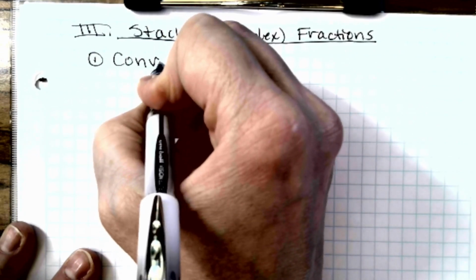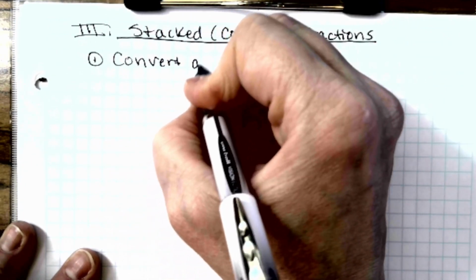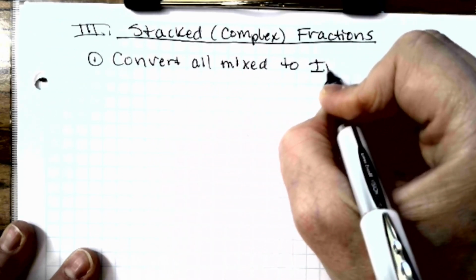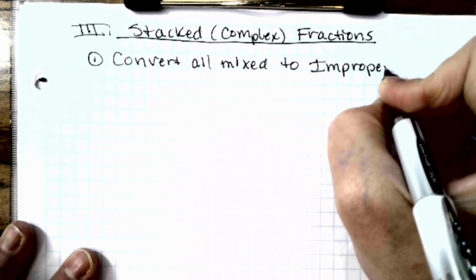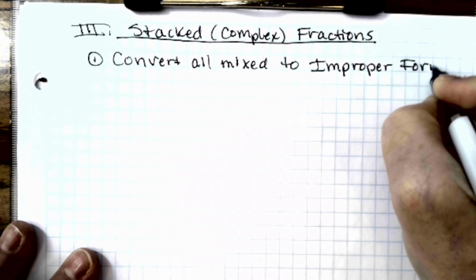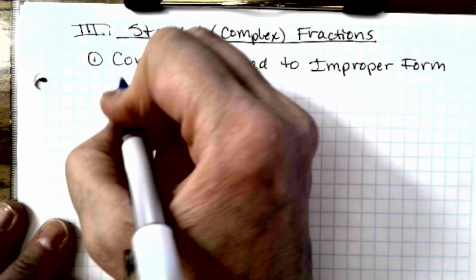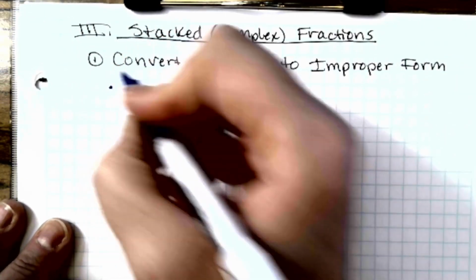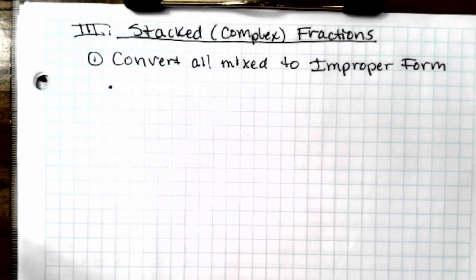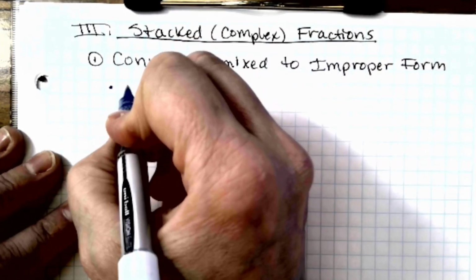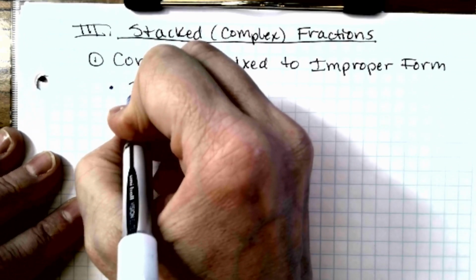Number 1, you're going to convert all mixed fractions to improper form. And you can do this any way you want. I would say if you can't remember the shortcut, you probably shouldn't use it because at this point you need something you can remember. So here's the non-memorized method.